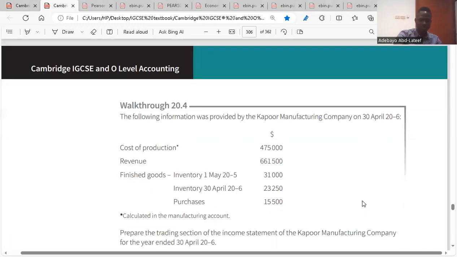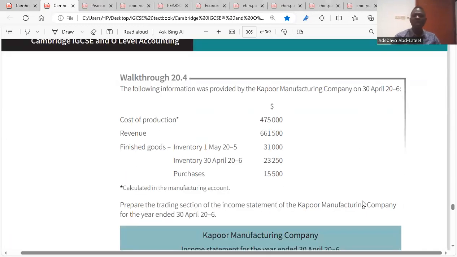So now we have this. It said the following information was provided by Capone Manufacturing Company on 30th April 26. Cost of production, that is from the manufacturing account, is 475,000. Revenue is 661,500. Then we have the finished goods and inventory, then we have purchases. So how do we prepare this? Your cost of production, you add it with your inventory, you less your inventory, then you add purchases. Then you less it from your revenue.